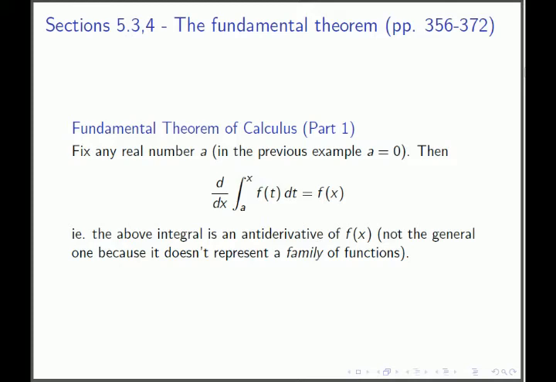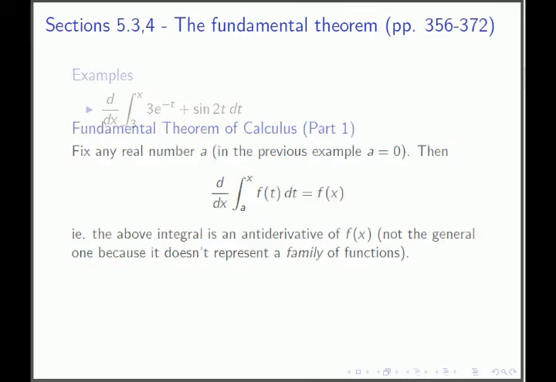The fundamental theorem of calculus, at least the first part of it, says the following. If we fix any real number a, in the previous example a was equal to 0, then for any function f of t, if we integrate from a to x, and then take the derivative with respect to x, then we get back the original function. What this means is that this integral, this area function from a to x, is an antiderivative of f of x. Now, of course, this is not the general antiderivative because it's not a family of functions, it's just a single function, so it is a particular antiderivative of f of x.